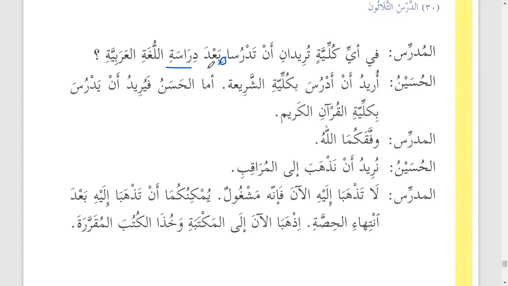This is masdar. Darasa yadrusu dirasatan. Dirasatan, to study or studying, okay? Al-Husaynu: أريد أن أدرس بكلية شريعة. I want to study in the faculty of Sharia. أما الحسن فيريد أن يدرس بكلية القرآن الكريم.